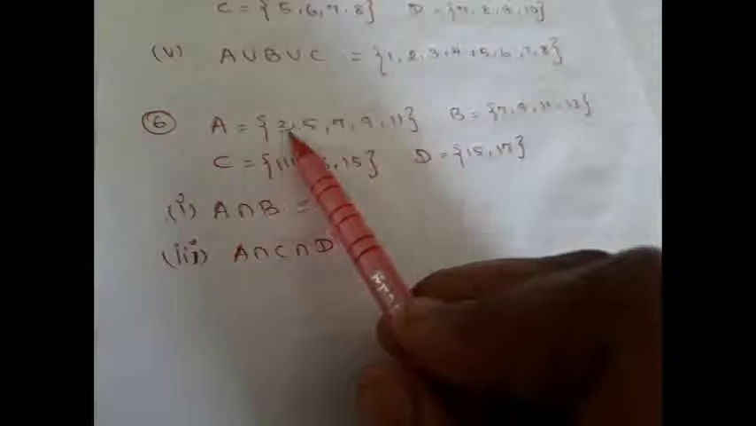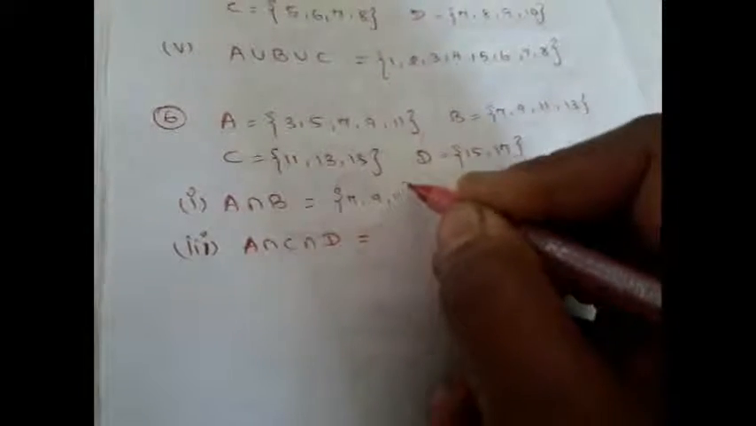Now see the sixth question. They have given 4 sets A, B, C, D, and first question they asked you to find the intersection A intersection B. How will you find A intersection B? A intersection B is the elements which are common in both A and B. Which are the elements common in A and B? See, 3 and 5 are not there in set B, whereas 7, 9 and 11 are there in set B. So A intersection B will be 7, 9, 11.